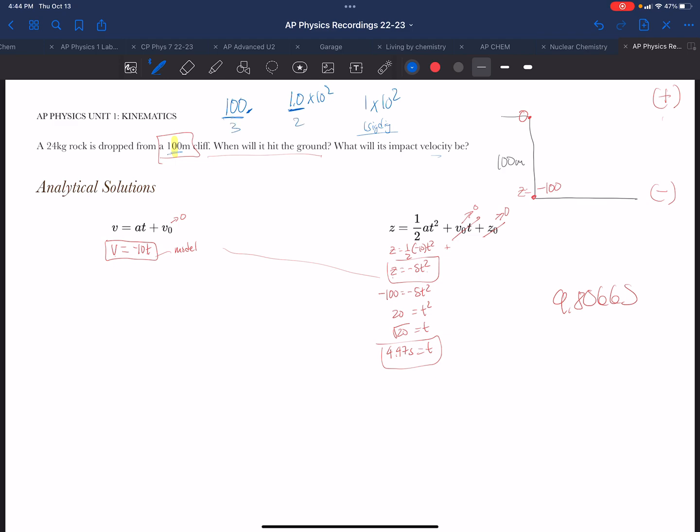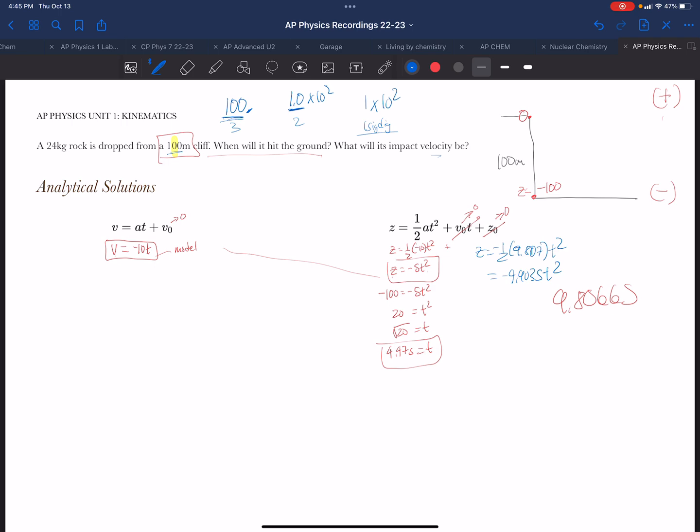So this might have 3. So we should have used a more precise value. We might have used z equals minus 1/2 times 9.8. If we use 3, it would be 9.81. Since this had 3, we might use 4. So it might be 9.807 t squared. So then it would be minus 4.9035 t squared.